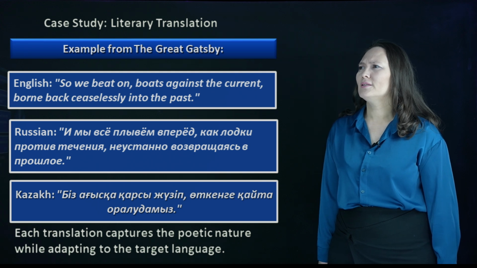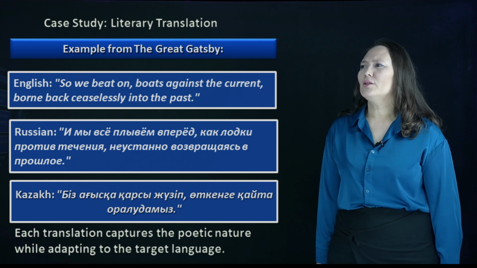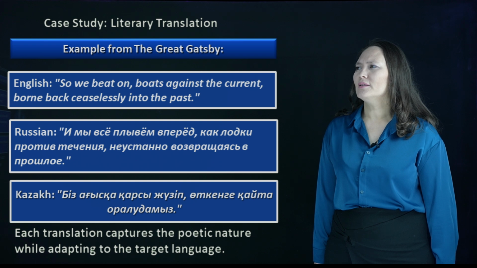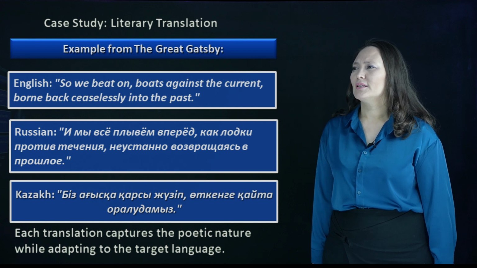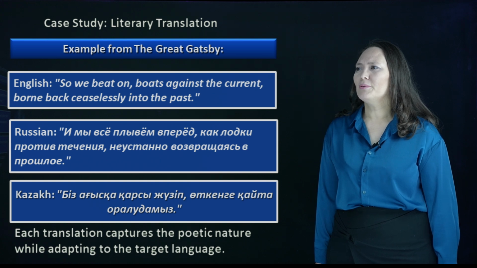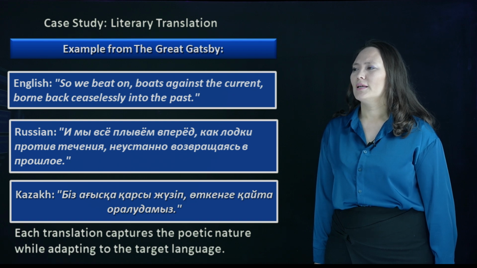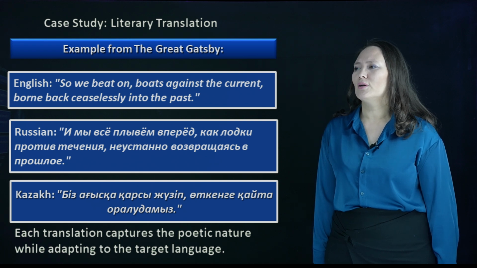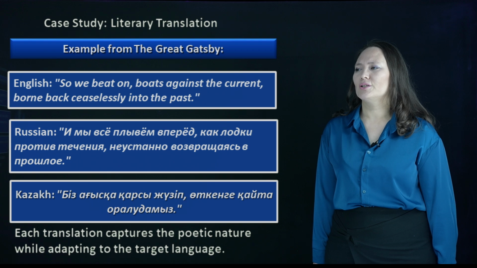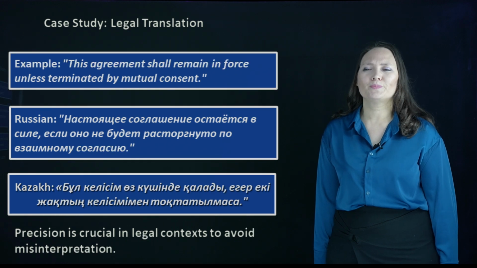Case study, literary translation, example from The Great Gatsby. So we beat on, boats against the current, borne back ceaselessly into the past. In Russian, the translation is given as follows: И мы все плывем вперед, как люди против течения, неустанно возвращаясь в прошлое. In Kazakh, it will sound as: біз ағысқа қарсы жүріп, жүзіп өткенге қайта оралудамыз. Each translation captures the poetic nature while adapting to the target language.